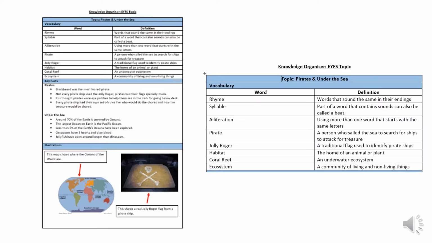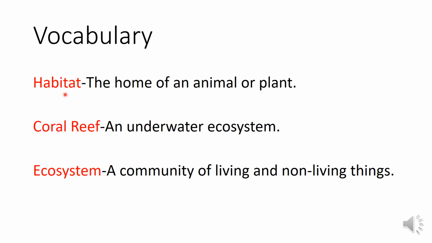Now, if we look back at our knowledge organiser and look at our vocabulary section, there are 3 words at the bottom. We have habitat, which we've heard before. We have coral reef, which might be a new word, and ecosystem. So these are the 3 words that we might find out about during this week. Now, habitat is the home of an animal or plant.